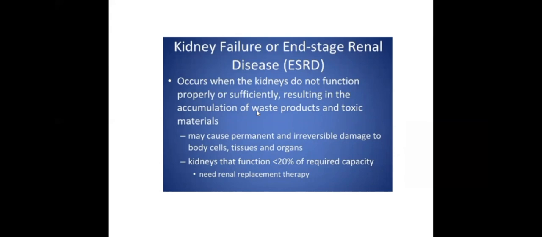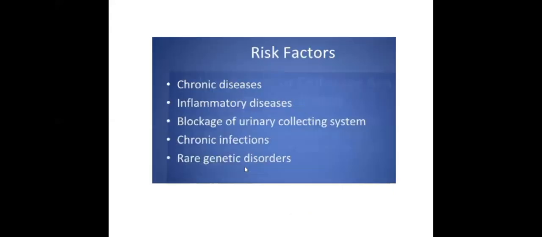So what will happen if the kidneys do not work sufficiently? The waste metabolites, the excessive fluid and other metabolic waste are going to accumulate inside our body, and that may cause permanent and irreversible damage to the body cells, tissues and organs. Kidneys that function less than 20% of required capacity need renal replacement therapy, meaning hemodialysis or peritoneal dialysis or transplantation. So what are the risk factors related to kidney diseases?